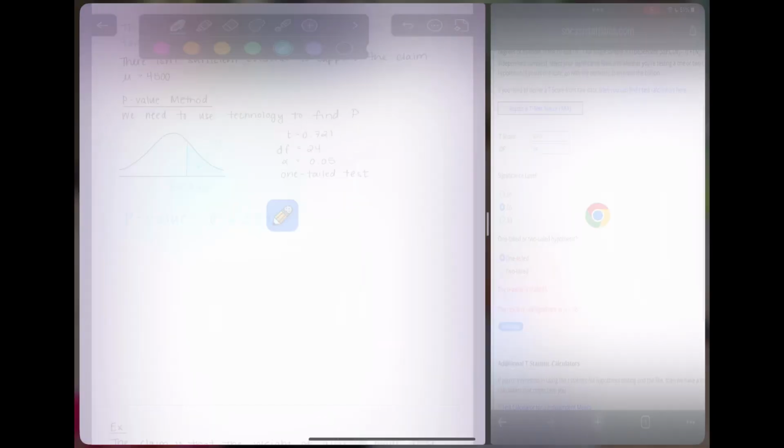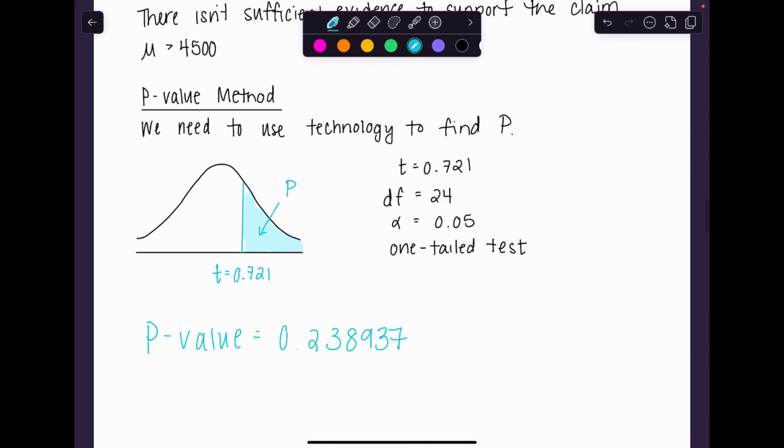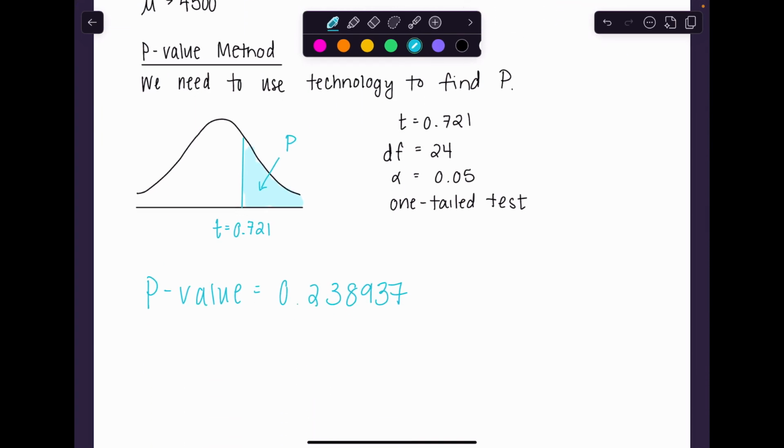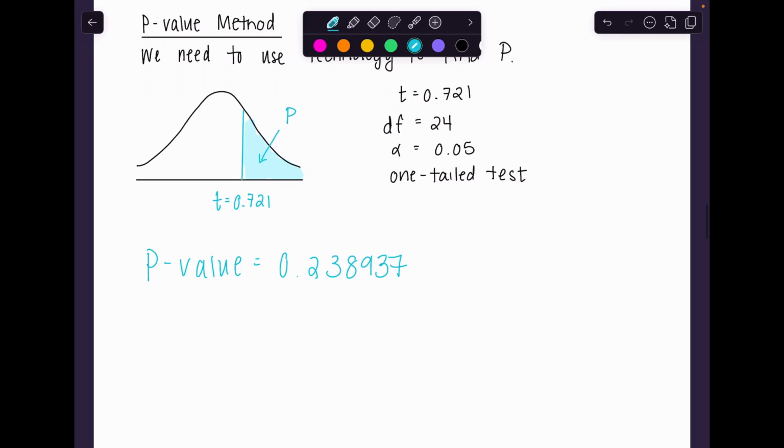So because this p-value is going to be greater than alpha, that means our rejection region is smaller than the actual full area of that. So since p is greater than or equal to our alpha, we fail to reject the null hypothesis.